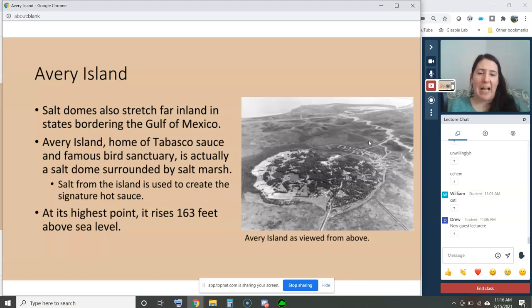It's actually a pretty high mound. At its highest point, it rises 163 feet above sea level. I think my house is like 11 feet above sea level, so that's pretty high. It's pretty high up there. This is a picture of Avery Island as viewed from above. You can see, even though it's not an island surrounded by water, it's surrounded by salt marsh. And so to get there, you need to travel via bridges. And it's somewhat raised, like a hill.